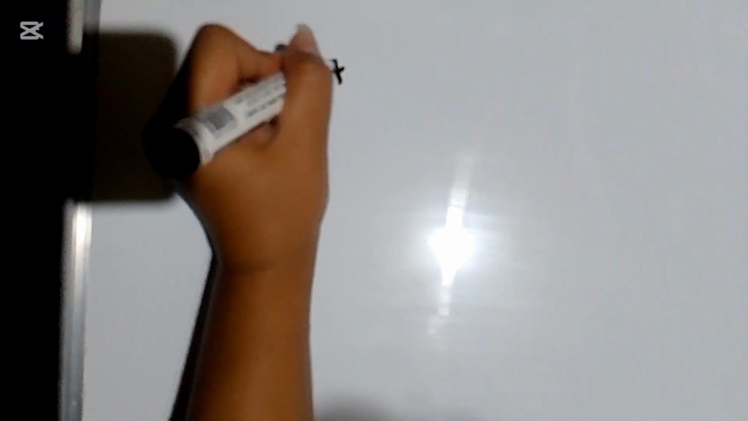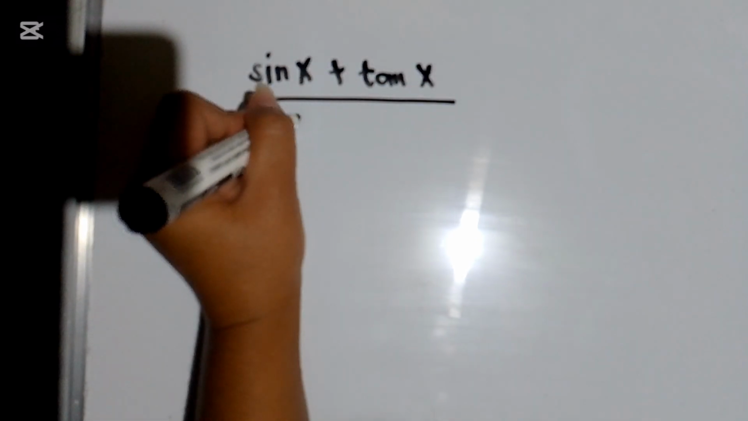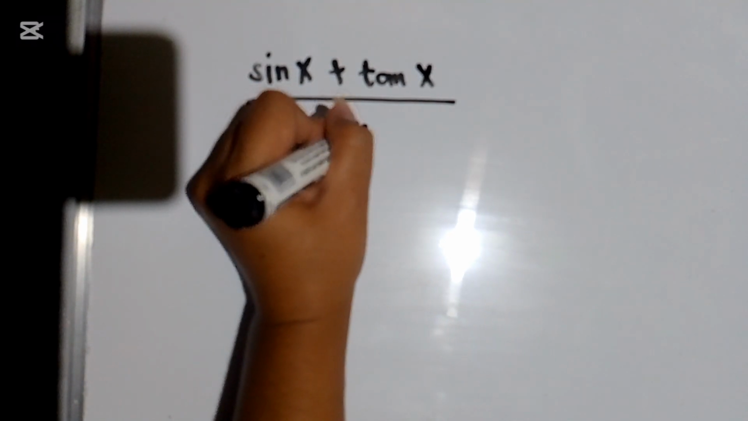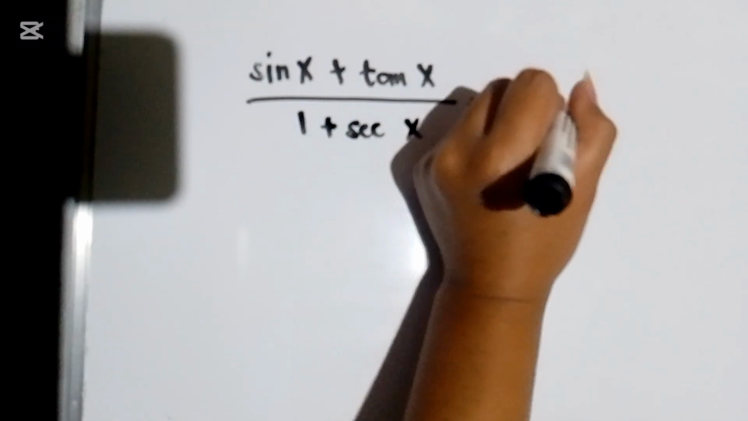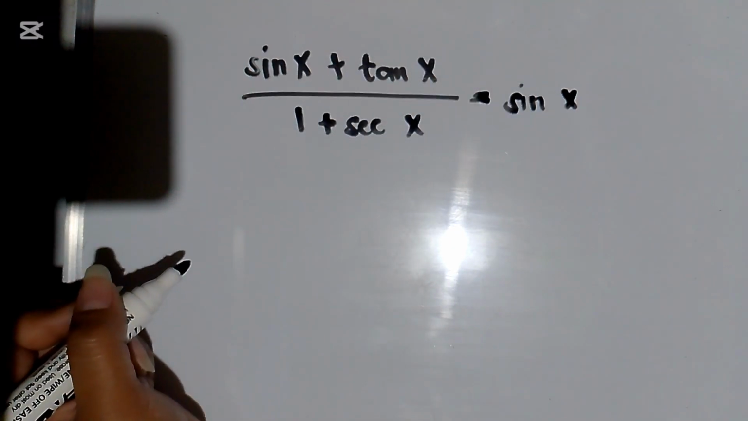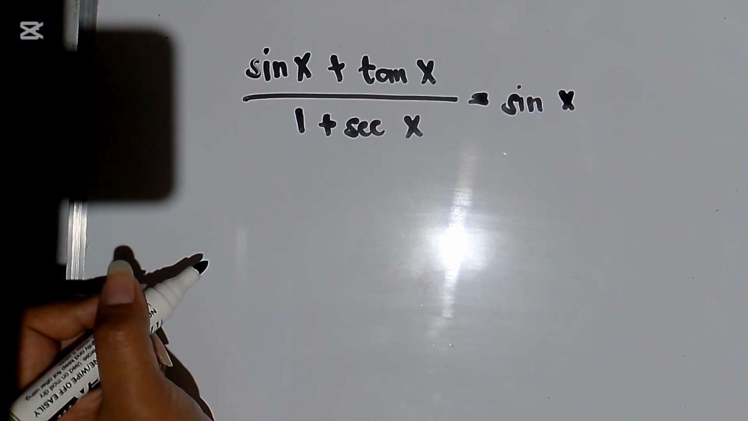The given identity that we're going to prove is (sin x + tan x) / (1 + sec x) = sin x. So, we're going to solve the left side. The first step is to express tan x and sec x in terms of sine and cosine values.